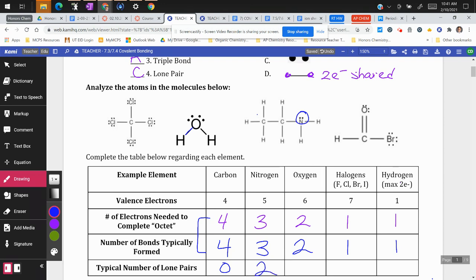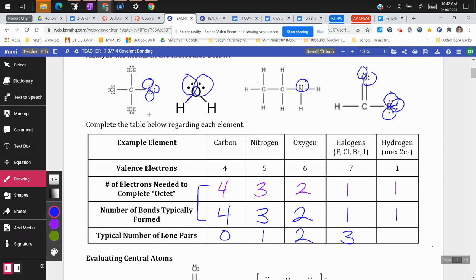Oh, that's a common mistake. Yes, there's 2 electrons, but that's only 1 pair. So we've got to make sure we're applying our language there. All right, let's take a look at oxygen. Oxygen has 4 electrons, but if we think of it in terms of pairs, that is 2 pairs. And then the halogens have 6 electrons, or 3 pairs.